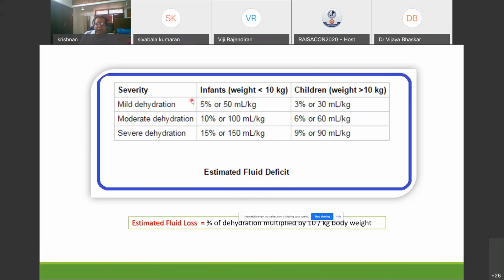Something like your thiopentone. 5% thiopentone contains 50 milligram per ml. Similarly, if it is 5% dehydration, it means 50 ml per kg is the amount of fluid loss. If they say 10% dehydration or moderate dehydration, the baby has lost 100 ml per kg. If your baby is 10 kg, then the infant has lost 1000 ml of fluid. So we estimate the fluid loss as the percentage of dehydration multiplied by 10 into the patient's body weight. That will tell you the amount of fluid deficit.